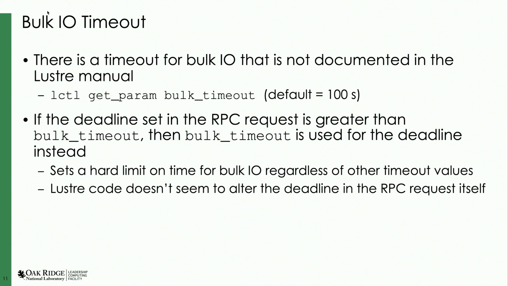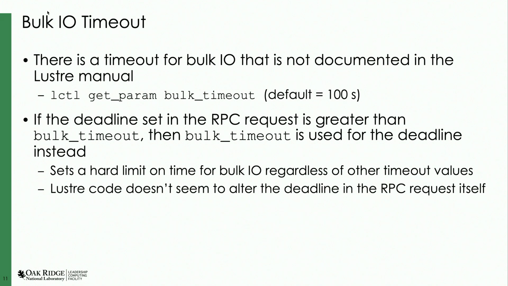And there's a timeout for bulk I/O that, as far as I can tell, is not documented in the Lustre manual. You can actually retrieve it with lctl get_param, and the default value is 100 seconds. If the deadline set in the RPC request ends up being greater than the bulk timeout, then the bulk timeout value is used instead in the code. So this seems to set a hard limit on the time for bulk I/O, regardless of how you might tune some of the other parameters.